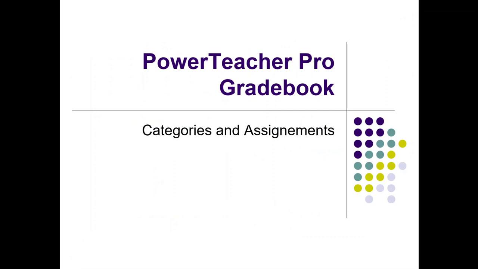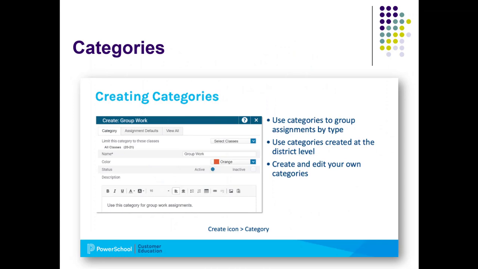Now, working with categories and assignments. You can create assignments by clicking on the gear icon or the create icon, which is the plus sign at the top right-hand corner of your screen. Use categories to group assignments by type, use categories created at the district level, or create your own.